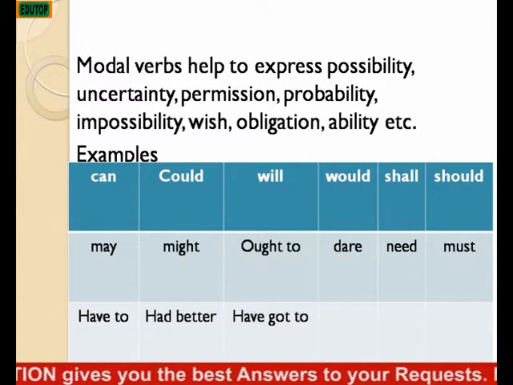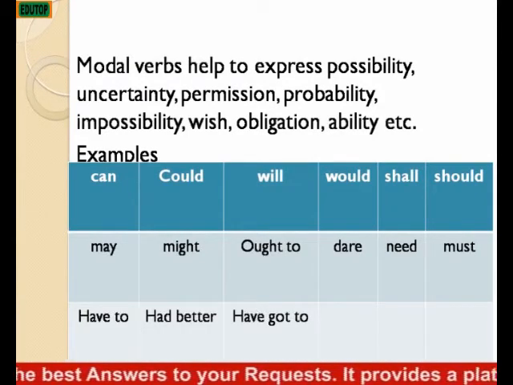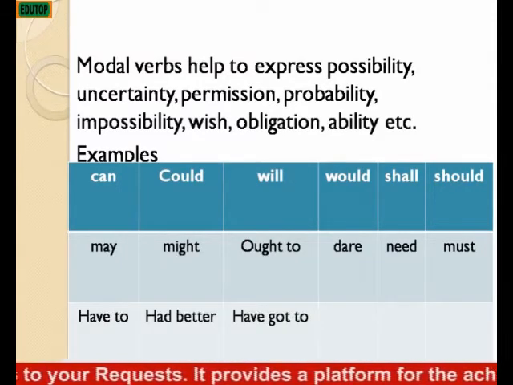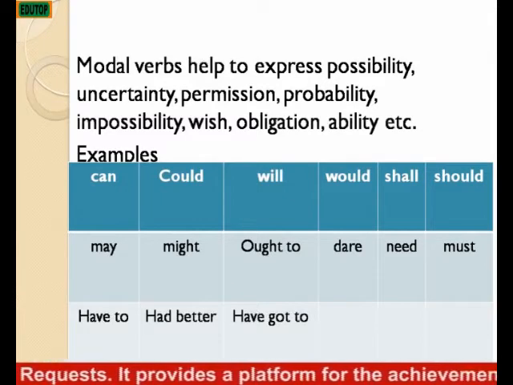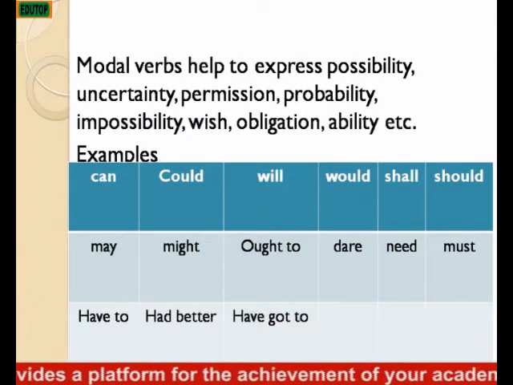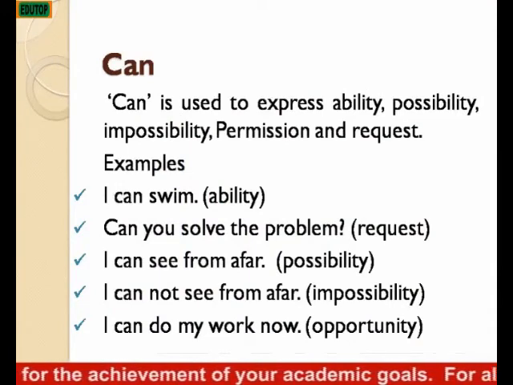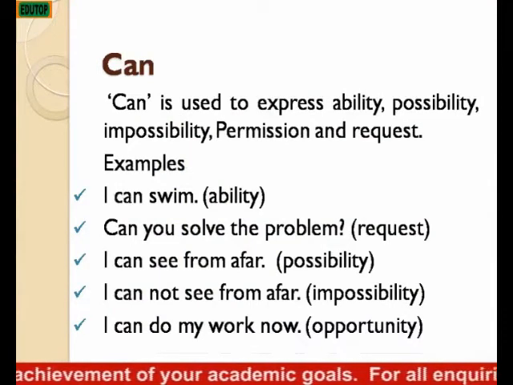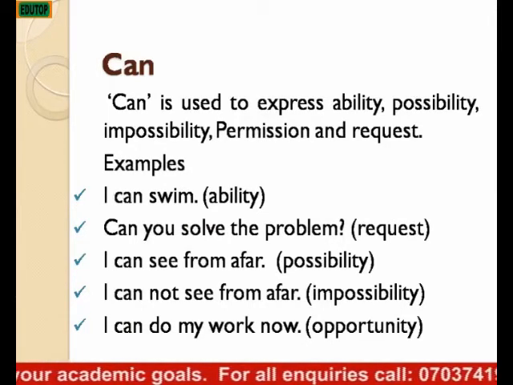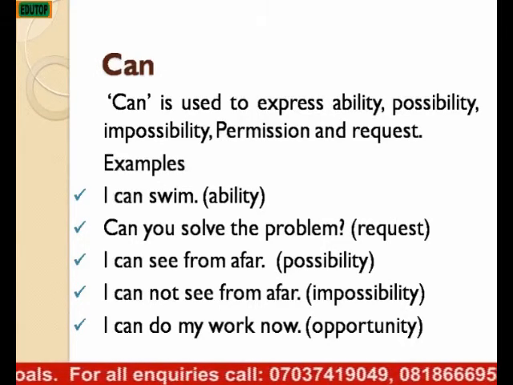We have examples like can, could, will, would, shall, should, may, might, ought to, dare, need, must, have to, had better, have got to. Can is used to express ability, possibility, impossibility, permission, and request. Examples: I can swim. I can swim expresses ability.